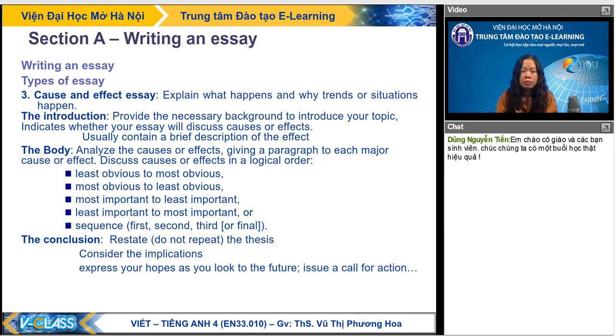The conclusion: restate but do not repeat the thesis. Consider the implications, express the hopes as you look to the future. Issue a call for action.